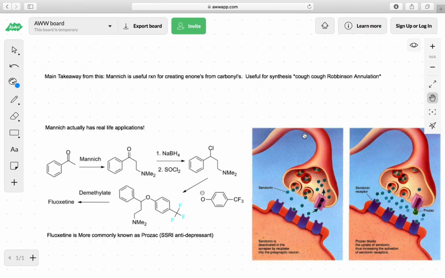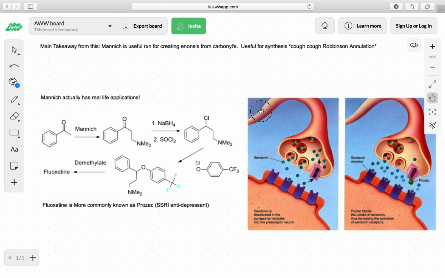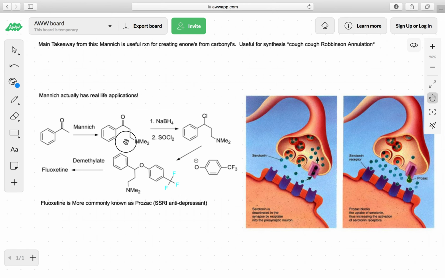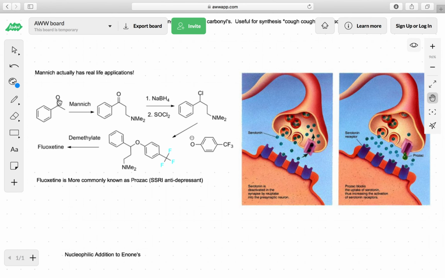One cool thing I want to show you guys that I saw online was that the Mannich reaction actually has some pretty interesting applications to pharmaceutics. So if we start with this acetophenone and we do a Mannich reaction, we create this compound, and then you can get rid of this carbonyl by forming an OH and then converting it to a chlorine using SOCl2, and then this strong nucleophile will kick off this good leaving group in an SN2 reaction, and this is how you create this compound over here.